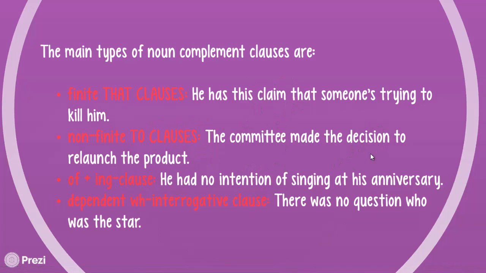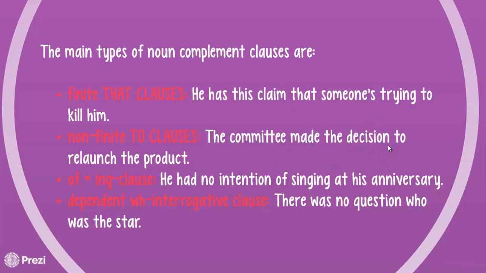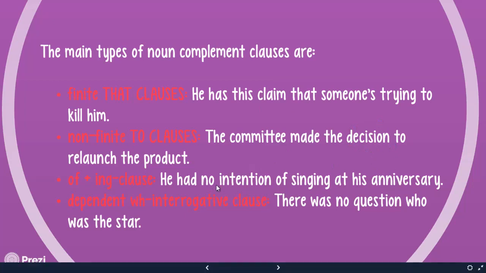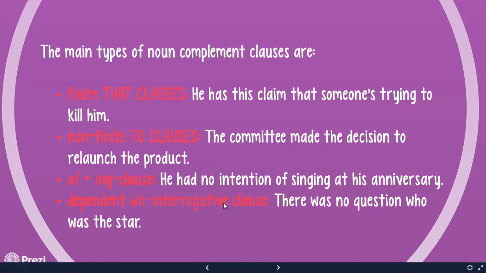In the following example, our non-finite ing clause is preceded by the preposition of. And please note that in this case, our head noun has a negative connotation. It's no intention. In this case, the ing clause gives us information related to the lack of intention this person had of singing at his anniversary. In this last example, the WH clause also gives us information related to the content of the head noun.